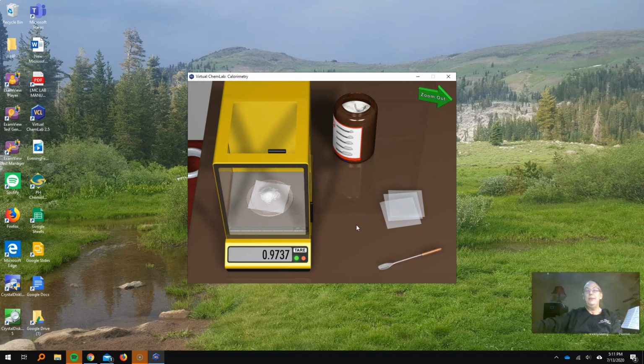So you're going to write that number down. I'm going to write it down too so I remember how much we had. So we have 0.9736 grams of sodium chloride. And you're going to make sure you write that and do all the math associated with that.